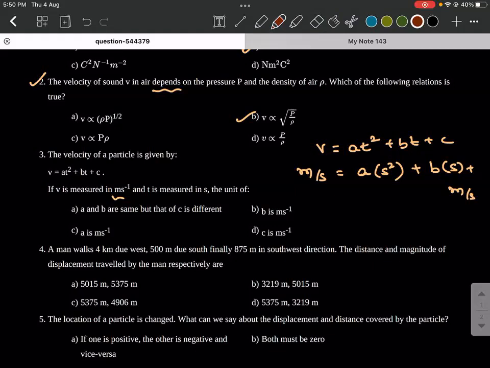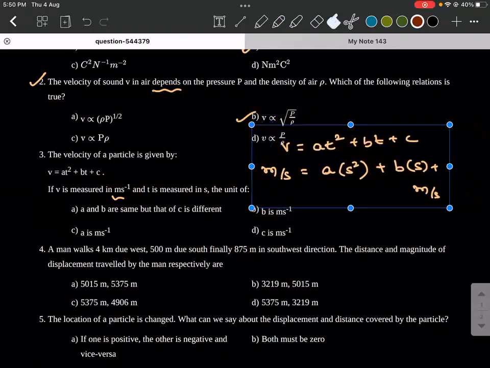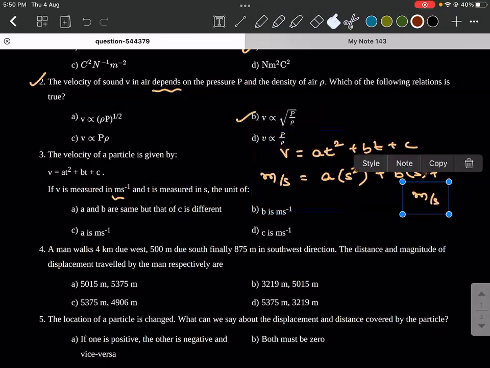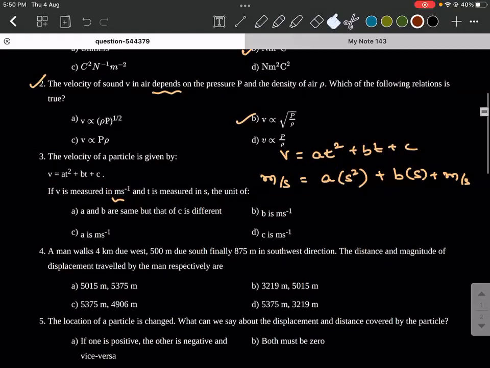So last class I told you one important point. What is that? You can add physical quantities only if they are of same dimension or same unit. You cannot add velocity to acceleration. You cannot add displacement to velocity. If this is velocity, the product of A into T square should also be velocity. Product of B into T should be velocity, and C itself should also be velocity.